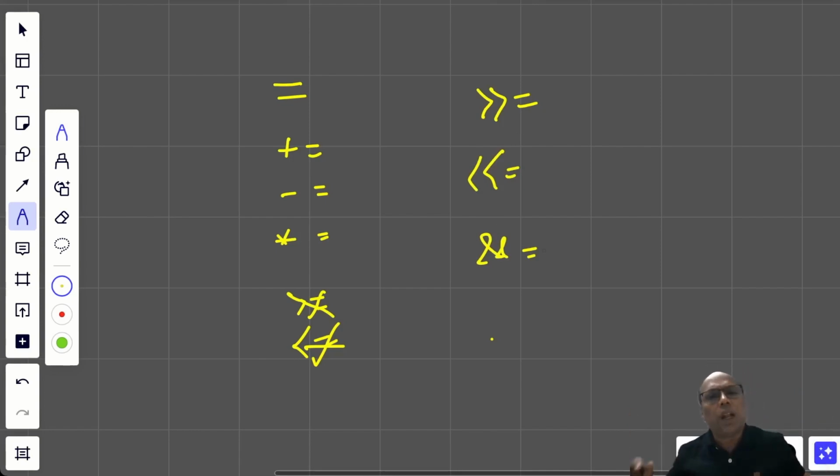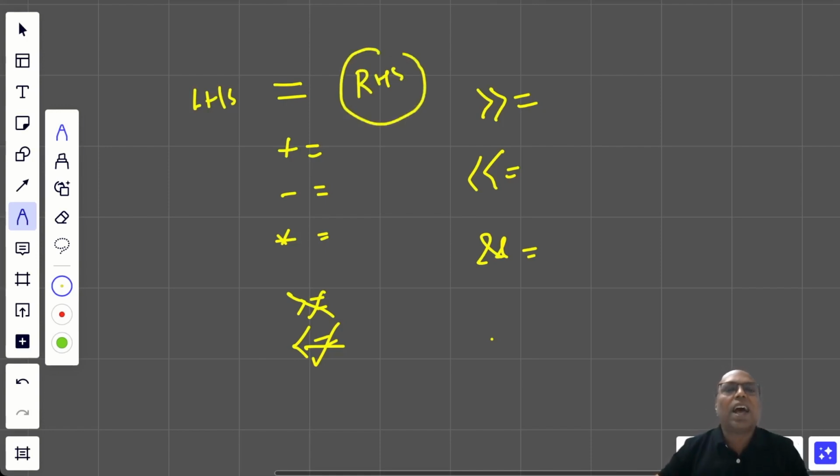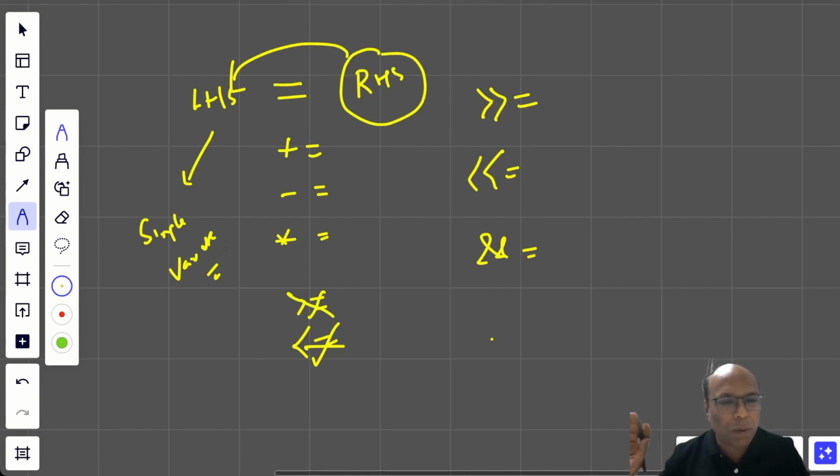Okay. Now whenever you write any assignment operator, there are two sides: the left hand side and the right hand side. The entire right hand side will be solved first and the final value will be carried to the left hand side, every time. The left hand side must be a single variable. Remember that. The right hand side can be anything that produces a value.